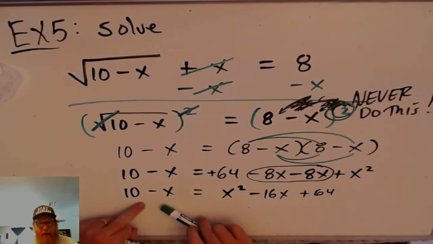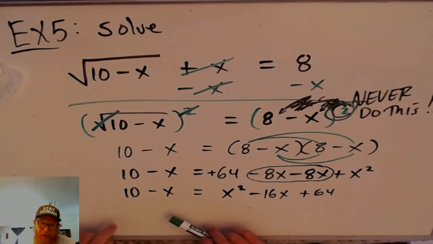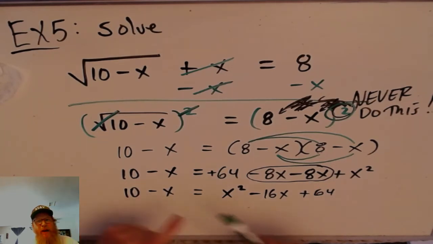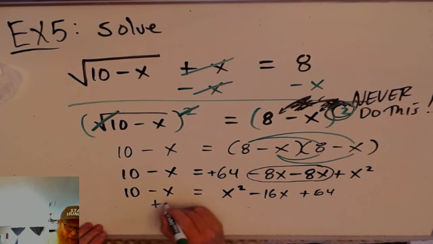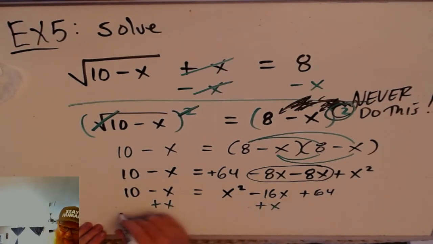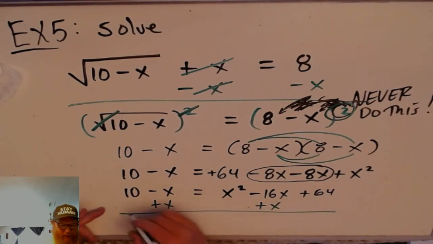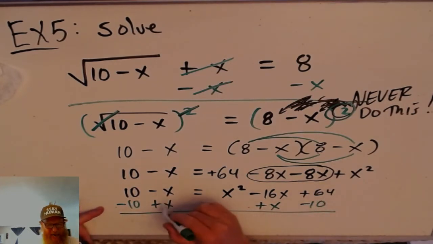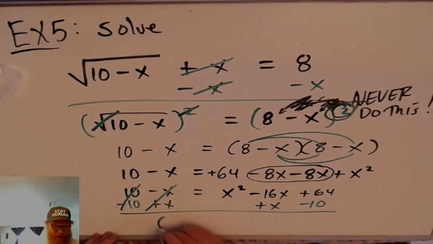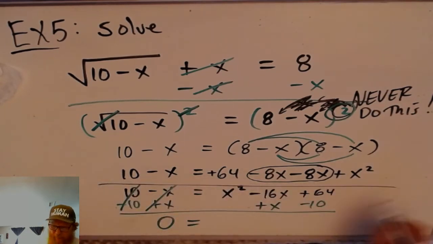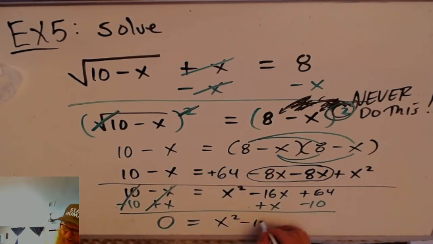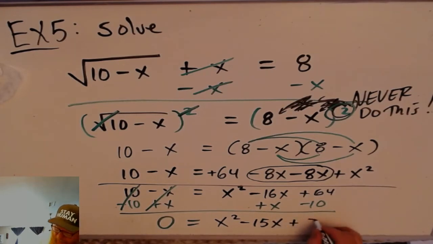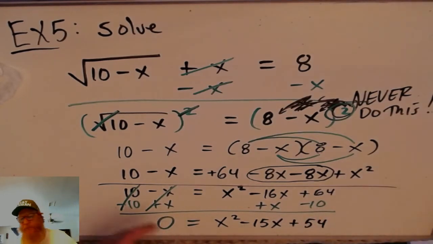Now remember, quadratic equations were covered in a previous section, 2.5. We must move everything over and set it equal to 0. So we're going to add x to both sides. Why don't we go ahead and kill 2 birds with 1 stone. We're going to add x and subtract 10. That'll automatically give us 0 on the left-hand side. And now we have a much easier equation. It's x squared minus 15x plus 54.